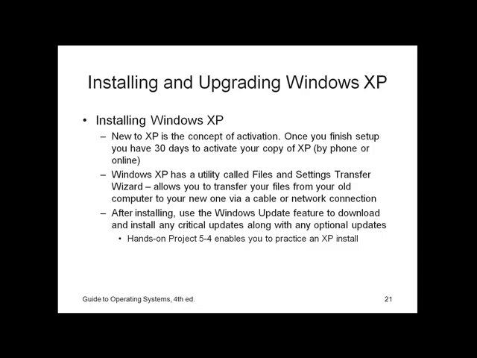And Windows XP had a utility called the Files and Settings Transfer Wizard, which would allow you to transfer your files from your old computer to your new one via cable or network connection. This utility has been carried over to Vista and Windows 7 as well. And after installation, the use of Windows Update features was vital for the download and installation of critical updates along with any optional updates available for the operating system, and that too has been carried over to the later versions.